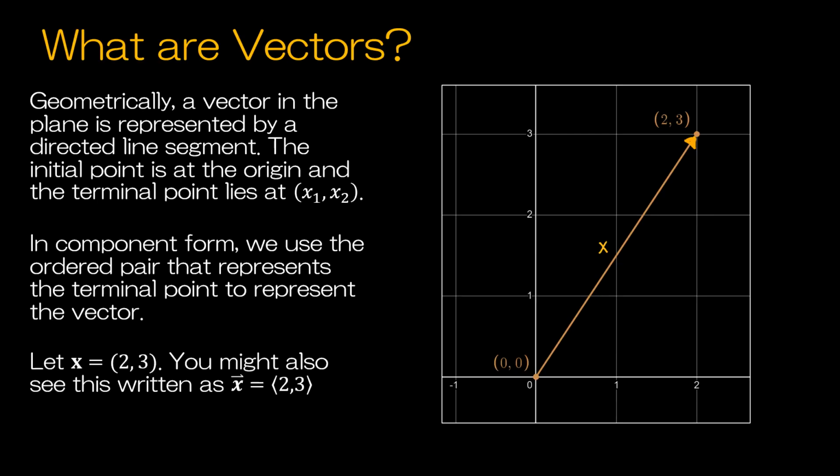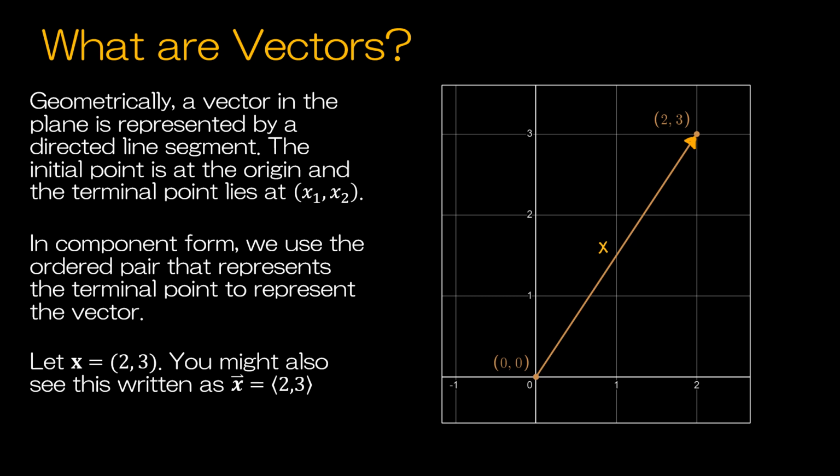We'll begin by discussing what is a vector. So a vector is just a directed line segment. Often you'll hear it referred to as a line segment with both magnitude and direction. Again, direction is important. Magnitude is simply the length of the line.